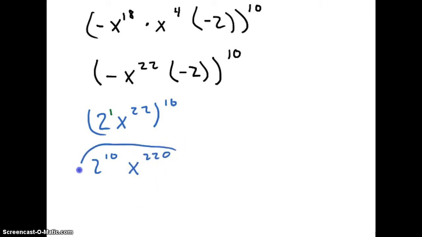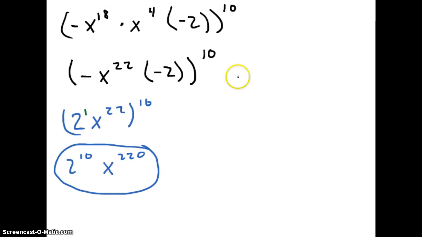I'm going to leave it like this. This is going to be a huge number, but 2 to the 10th power I can plug into a calculator at any point. Now over here, I'm going to do this a different way. If I take negative x to the 22nd power, and I raise that to the 10th power, and I take this negative 2 to the 10th power, I have to be very careful with my signs here. This is like a negative 1.